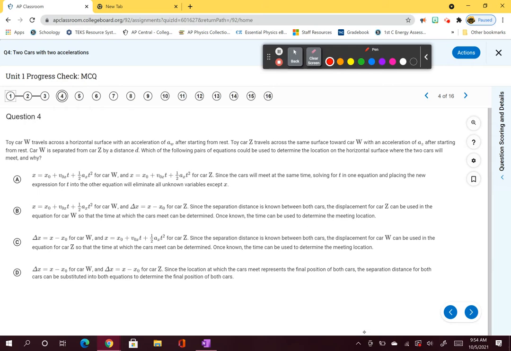No, because just because you know the distance between the two, that's not the displacement of Z. If you're using that as a displacement of Z, it's the total distance between them, and you're saying where they'll meet is this car will come all the way and stop there. But we don't know that. So we can't use that equation.